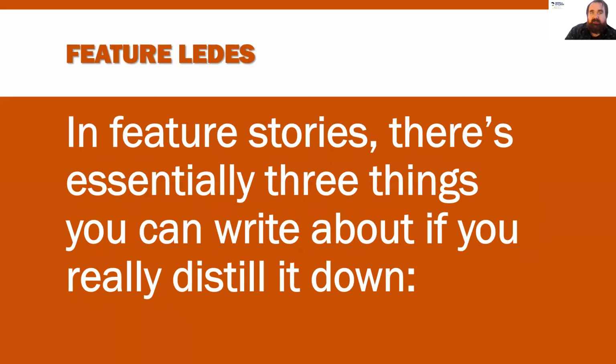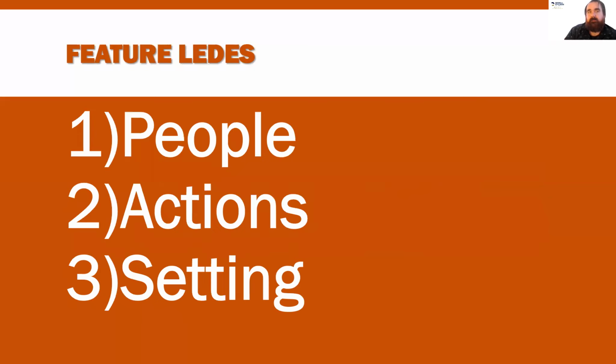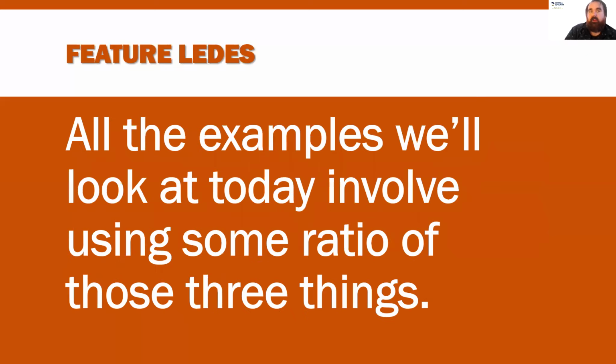And in feature stories, there's essentially three things you can write about if you really want to distill everything down. As we think about what it is we want to put in this lead, we can focus on the people involved. We can focus on the actions that people are doing, and we can focus on the setting in which they exist. And all the examples we'll look at today as a part of this presentation involve using some ratio of these three things as one of the key points.